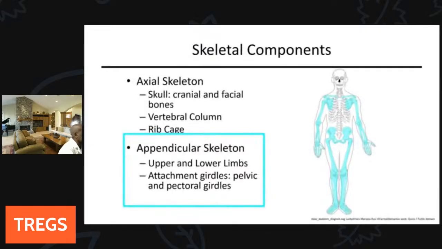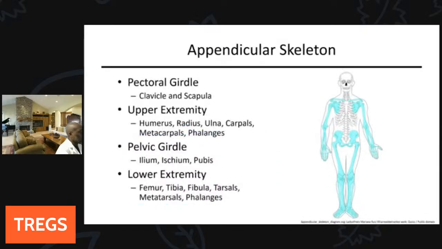The appendicular skeleton includes our limbs and their attachment points. The appendicular skeleton includes the pectoral girdle. These are the bones listed for each of these regions that we will then go into in more detail.